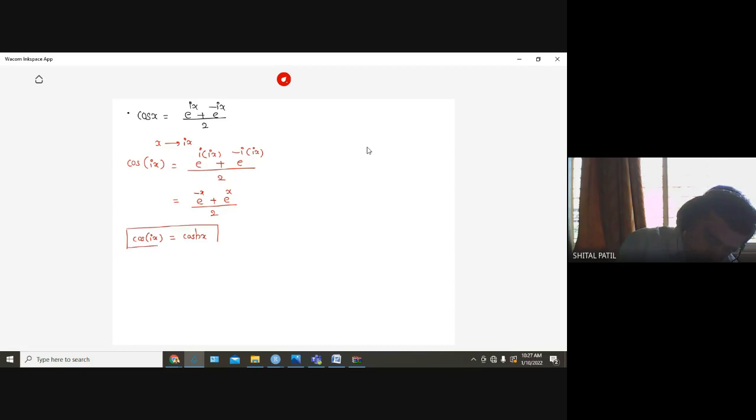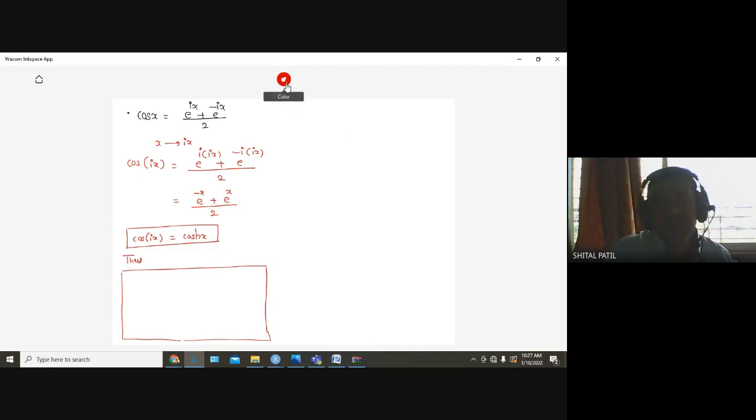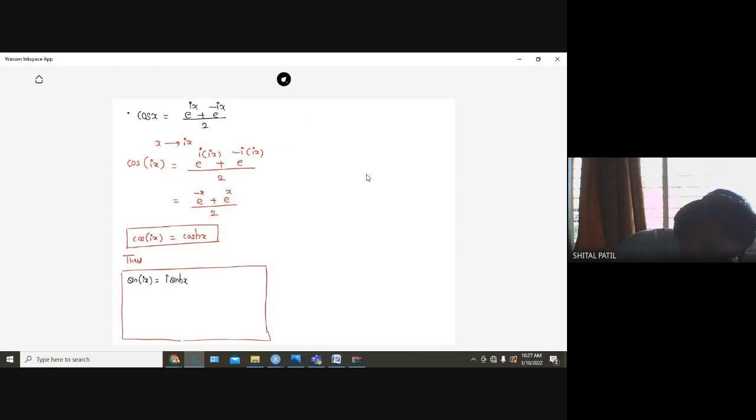Okay, let me write the important formulas. You have to remember them. The relation between circular and hyperbolic functions that I am writing: sine of ix, circular, is equal to i sine hyperbolic of x. Cos of ix, what is the coefficient? 1 only. Cos hyperbolic of x.